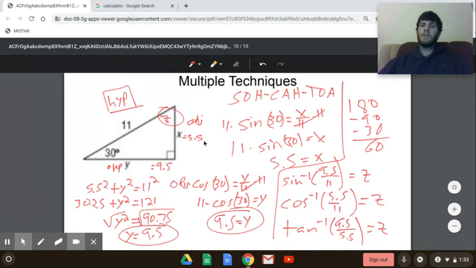Okay, so the idea is you have multiple tools that you can use to solve for sides and angles in a right triangle. And that's what the whole second assignment is about.